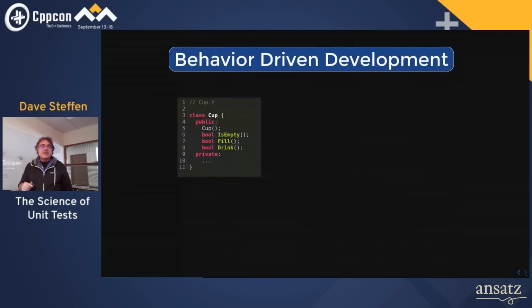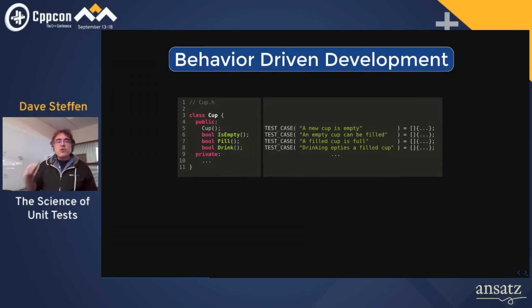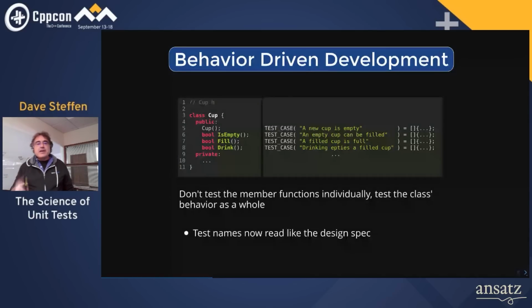Now the answer is this thing called behavior-driven development, okay? The idea is that we don't do this. We don't have one test per member function, all right? What we do is we test the class as a whole and we have a unit test for each behavior. So the behavior of the whole cup is that a new cup is empty, and an empty cup can be filled, and filling an empty cup makes it full, and drinking from a full cup makes it empty, and et cetera, all right? These are what you're trying to test, okay? And if nothing else, you notice that the names are now much better because your unit test names now read like the design spec, and I've seen that be very useful in real situations, all right?